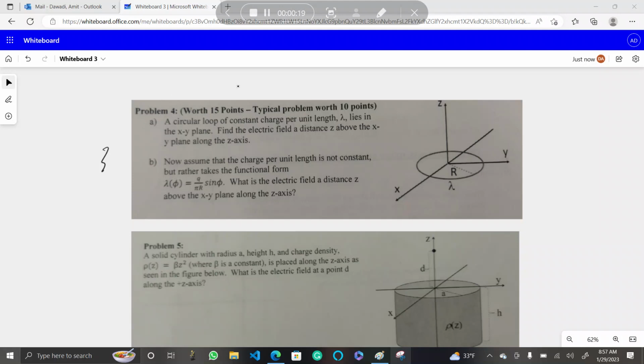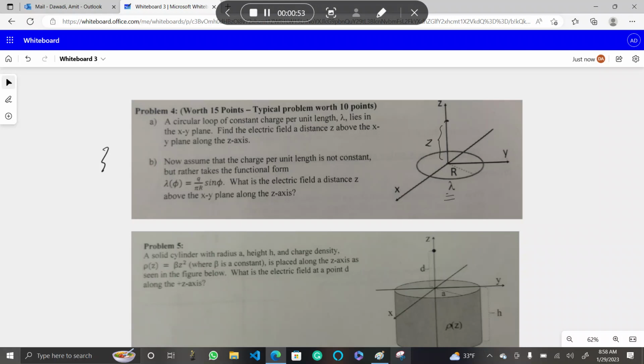In problem number 4, we are going to discuss how to calculate the electric field because of a circular line charge loop at a distance g above the xy plane containing the circular loop, which is carrying the line charge lambda. So we have to calculate the electric field because of this whole loop at this point here.